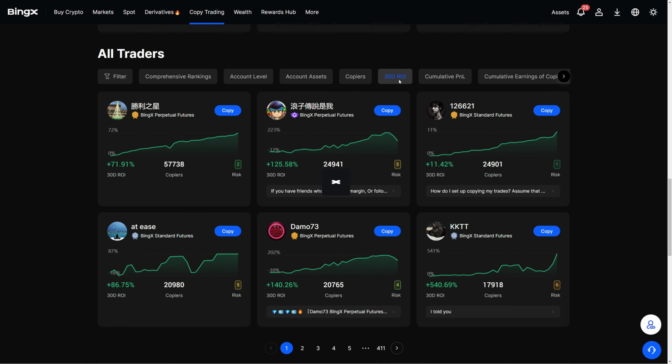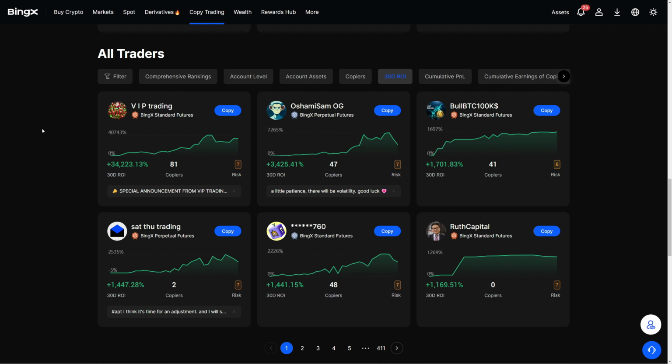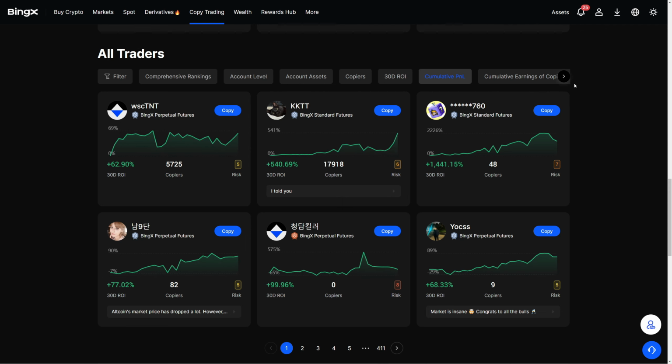Then we can look at the 30-day ROI, which means they have the highest percentage yield in the last 30 days. But I recommend you are careful with these high ROI traders, because usually that's not very reliable for the long term, and this sounds more like gambling to me. Then we have cumulative P&L, which refers to the cumulative dollar value in profit, which is actually a pretty good indicator of high profitability. It's much better than ROI in my opinion.